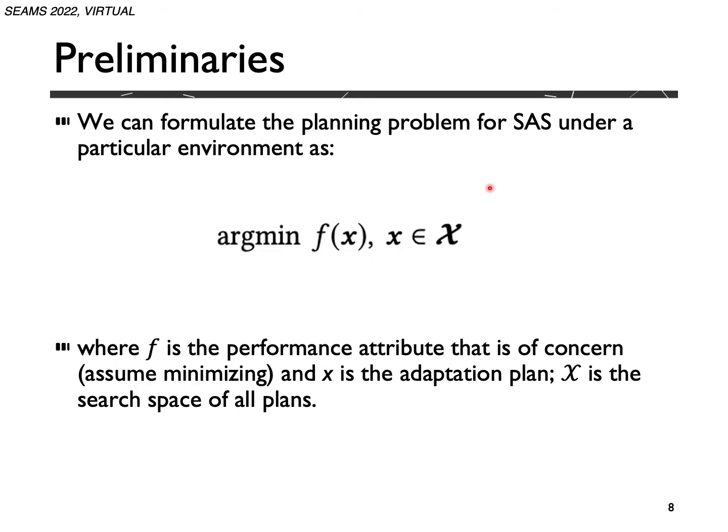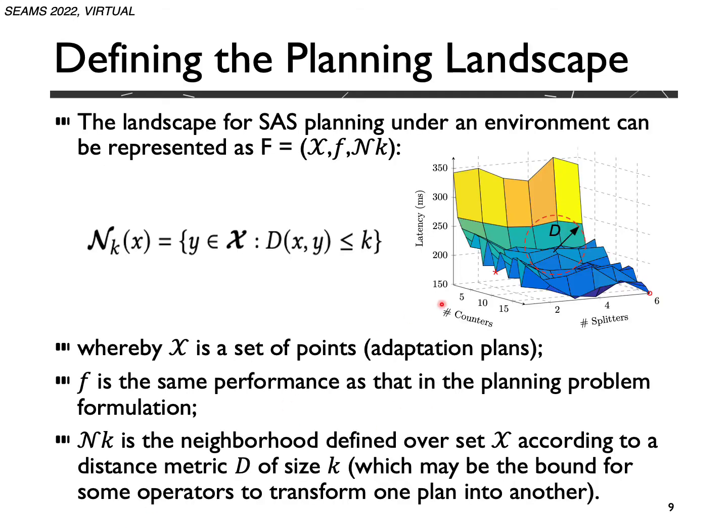So to start with, we could provide a simple formulation of the SAS planning problem where we try to find the minimizing x vector for a particular function, where function f is the performance we try to minimize, x is the adaptation plan, and big X is the search space of all the plans. And then we can define the planning landscape in terms of mathematical functions.